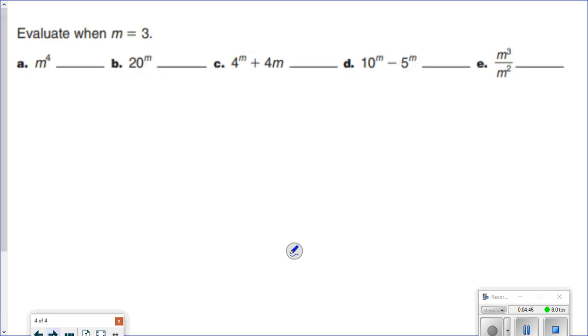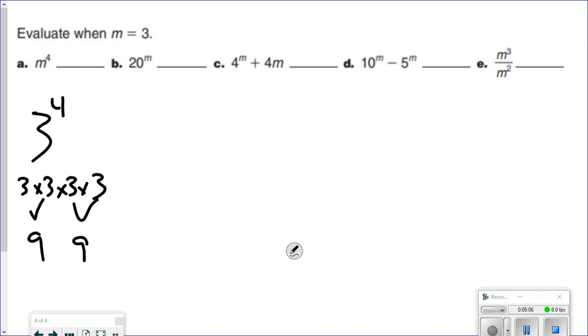Moving on. Evaluate. Here are some practice problems. Do not skip over these practice problems because these are math box problems that you are going to see all the time. m to the 4th power. Well, 3 is my m. 3 to the fourth power. So this means 3 times 3 times 3 times 3. Well, 3 times 3 is 9. 3 times 3 is 9. 9 times 9 is 81. 81 is my answer.